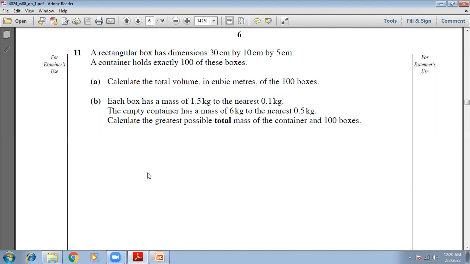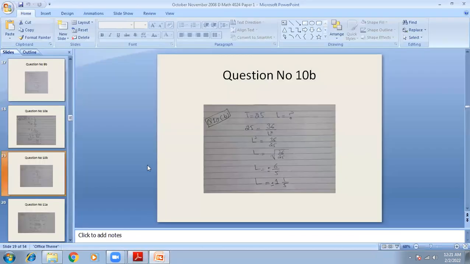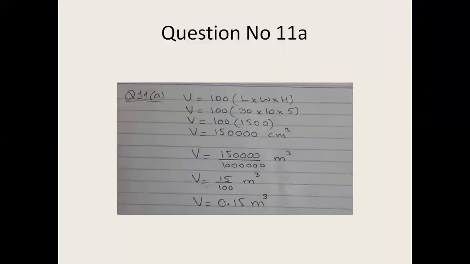The B part is: each box has a mass of 1.5 kg to the nearest 0.1 kg. The empty container has a mass of 6 kg to the nearest 0.5 kg. Calculate the greatest possible total mass of the container and the 100 boxes. So these are 2 questions. First part is 1 mark and the second part is 2 marks. Okay, so let's go to the question and here we go.